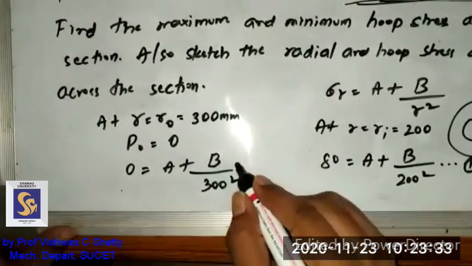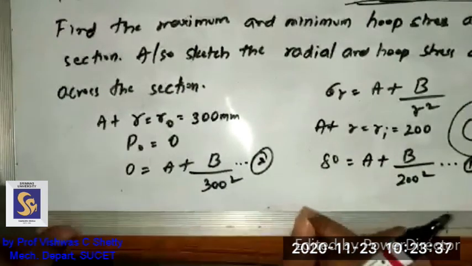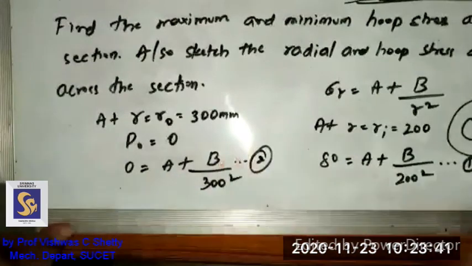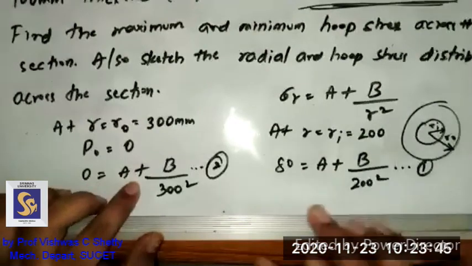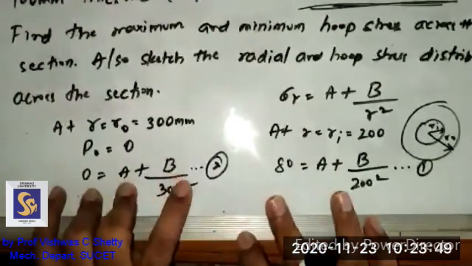Now we have two equations, equation 1 and 2. If we solve these two equations, we'll get the values of A and B. So try this. Next class we'll discuss this. With two unknowns and two equations, if we solve them, you'll get the values of A and B.